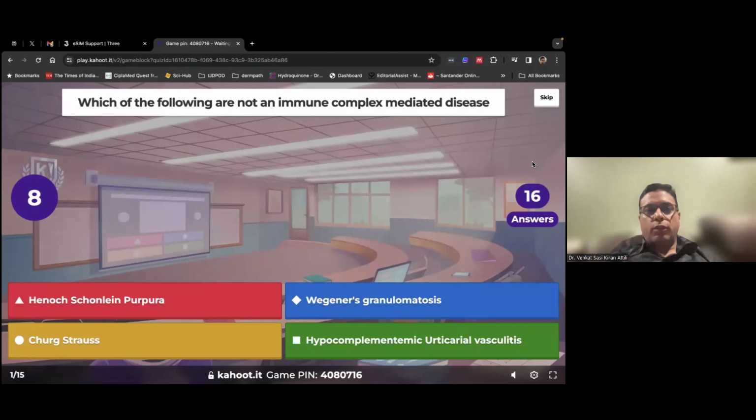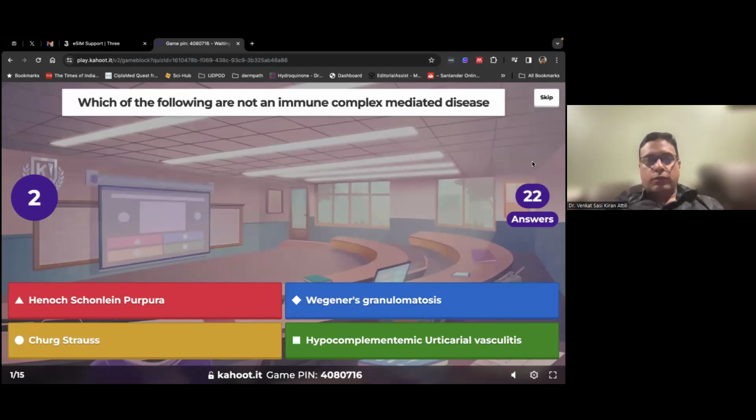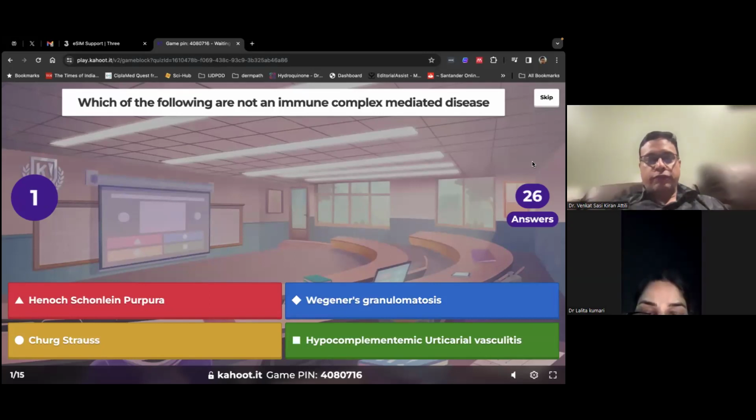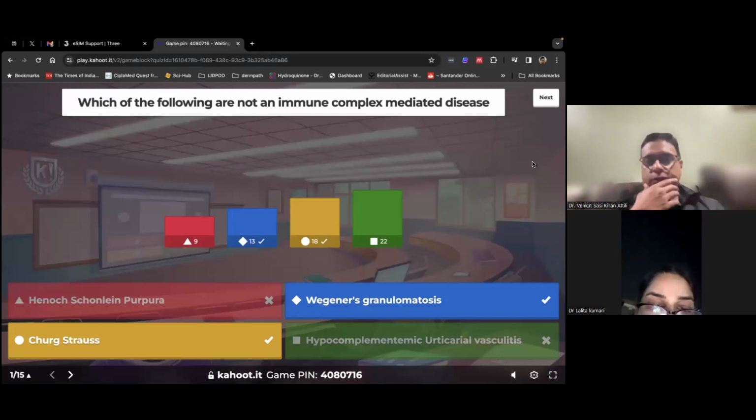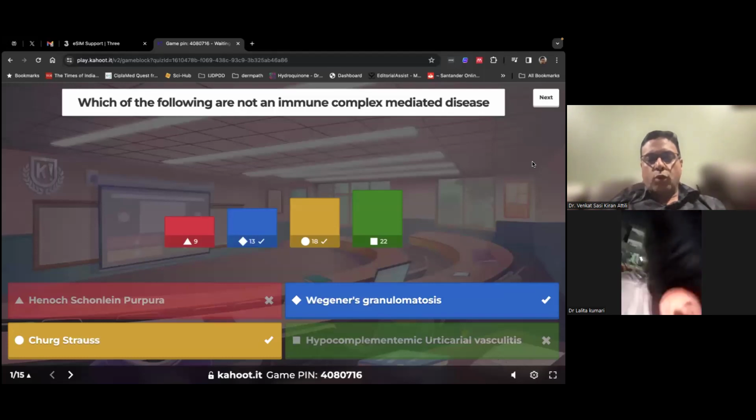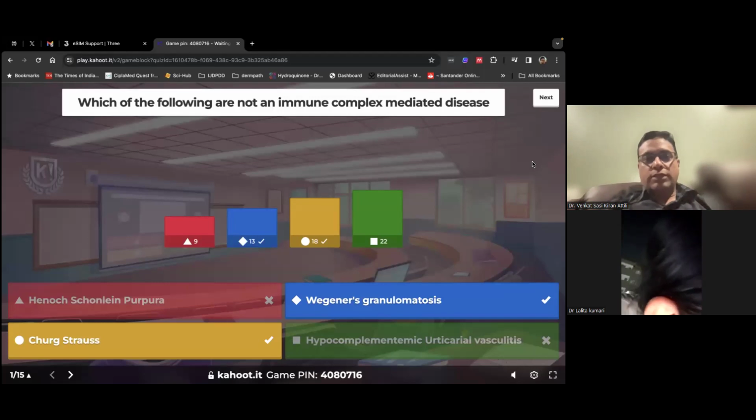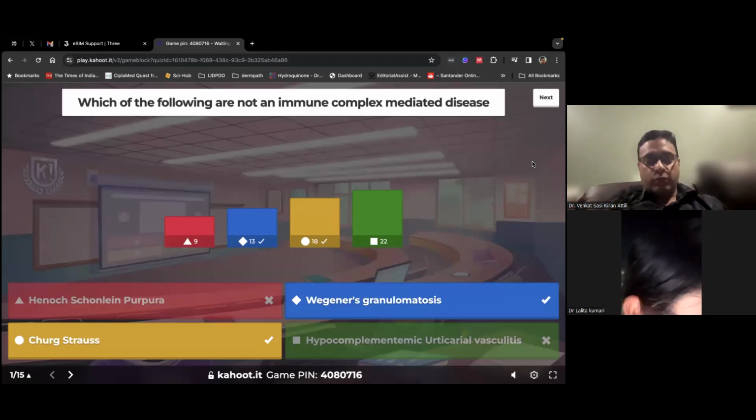So which of the following are not immune complex mediated diseases? You've got 4 options. Of the options, Henoch-Schönlein purpura and hypocomplementemic urticarial vasculitis are the ones that are immune complex mediated. So they are type 3 reactions.